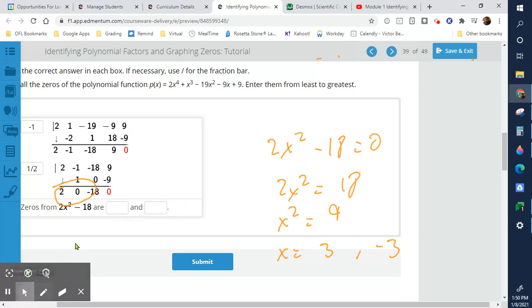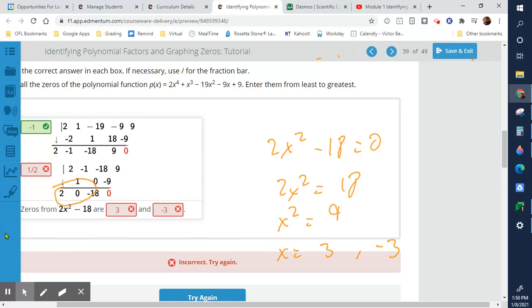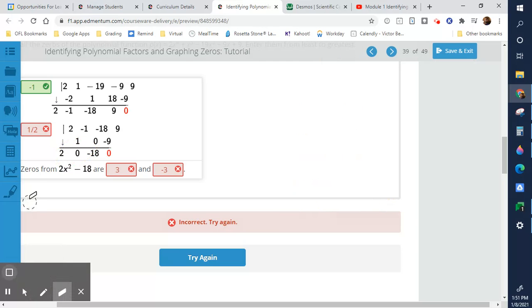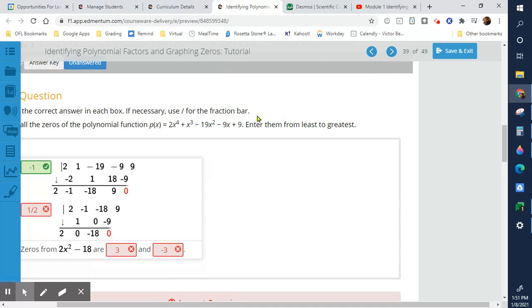I'm going to assume it's saying I'm wrong because of the fact that you can call this a 0.5, and that these two are supposed to be in smallest to largest. So let me read this. Enter least to large. So that's one of the reasons why I got that wrong, is I didn't read directions. It says fraction bar, so that has to be 1/2. 2 times 1/2 is 1. That's weird. I don't understand why I got that one wrong. If necessary, use the dash as a fraction bar.